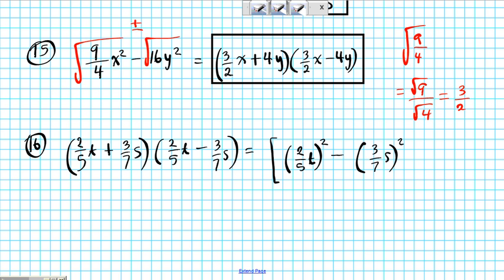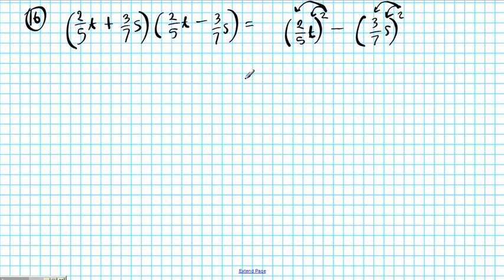Well, I don't need that parenthesis there. I don't know why I put it there. Alright, take that out of there. Okay, so let's do this. Now remember, when you're squaring multiple terms, that square has to be distributed to both terms in the parentheses, like that. So how do we work this out? This becomes the fraction 2 over 5 squared, t squared, minus the quantity 3 over 7 squared, s squared.